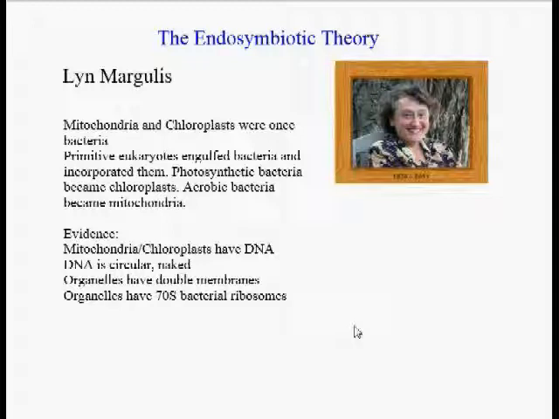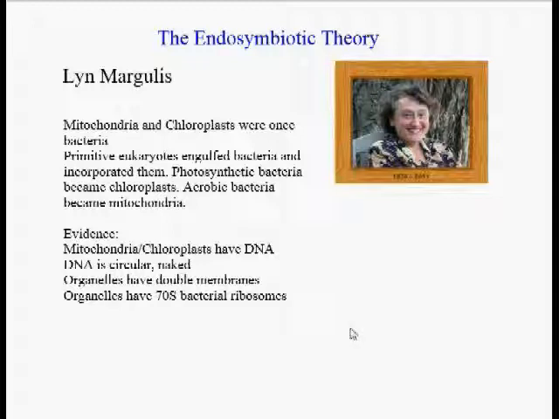And they also have double membranes. Why would they have double membranes? Maybe it's because if they were alive, we engulfed them, and that's why there's two membranes. And they also have ribosomes, which are 70S. These are bacterial ribosomes. This is all very weird. And so she comes together with an interesting idea about how life could have got going.